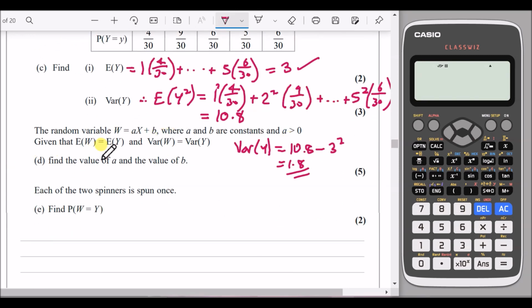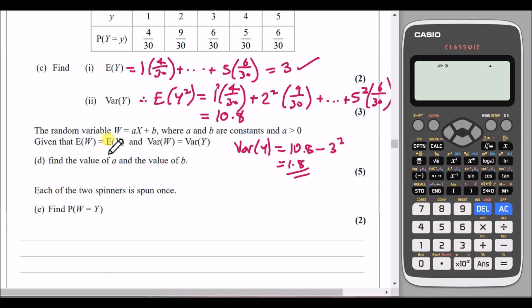Now, here comes the main part. So it says that the random variable W equals aX plus b, where a and b are constants and a is positive. Okay, that sounds a bit weird. So given that the expected value of W equals the expected value of Y, and the variance of W equals the variance of Y, find the value of a and the value of b. Okay, cool. Now, when they give you this kind of statement, all you got to do is literally just do what they say and see what happens next. That's the best way of understanding it.